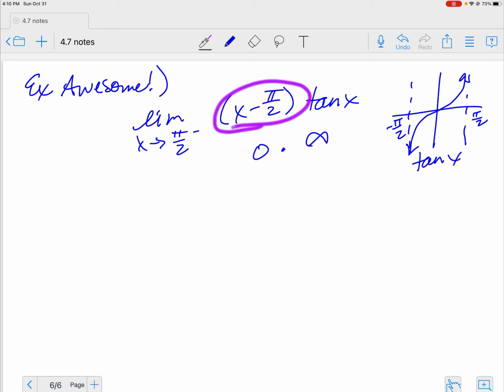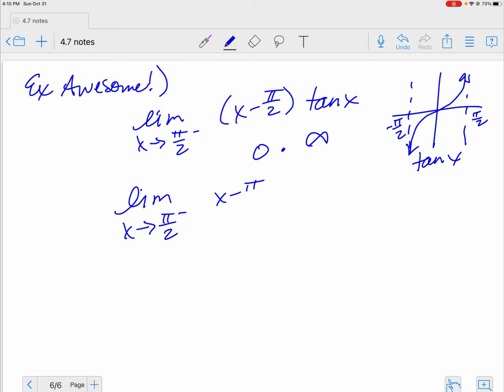Am I going to go trying to put something like this in the denominator? No. Not when you have reciprocal identities. And that's the other beauty of trig. I am not doing L'Hopital yet. All I'm doing so far is just rewriting my rational expression. So I've got x minus pi over 2 staying on the top, but my tangent moves down below. What's the reciprocal identity of tangent? Cotangent. Yes, it is.